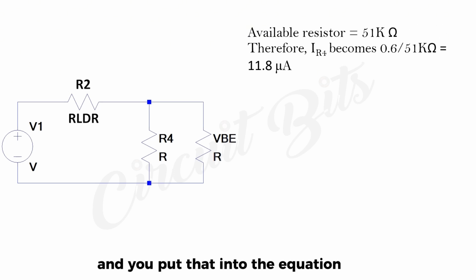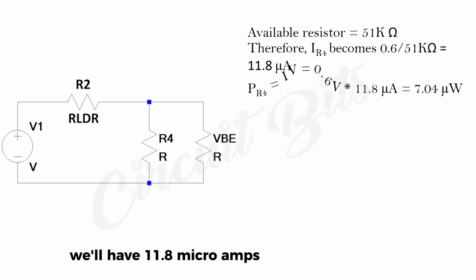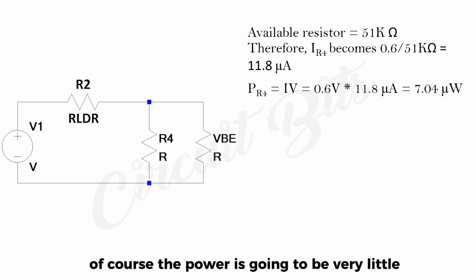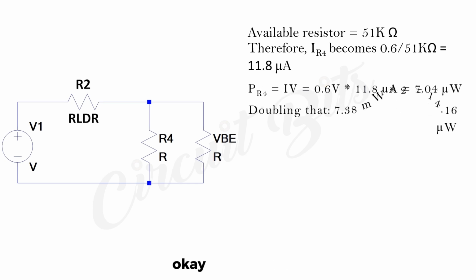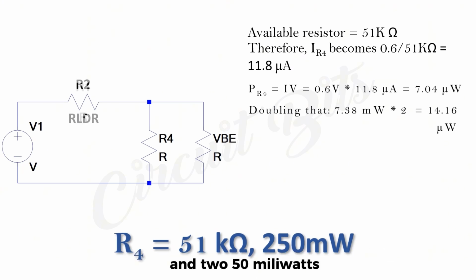And if we put that into the equation to find what current we would have through R4, if we divide 0.6 by 51 kilo ohms, we'll have 11.8 microamps. And if we find the power for this, of course the power is going to be very little. We have 0.6 volts times 11.8 microamps, which will give us 7 microwatts. Okay, we double that, we have 14.16 microwatts, and that will mean we'll have our R4 as a 51 kilo ohm resistor and 250 milliwatts.